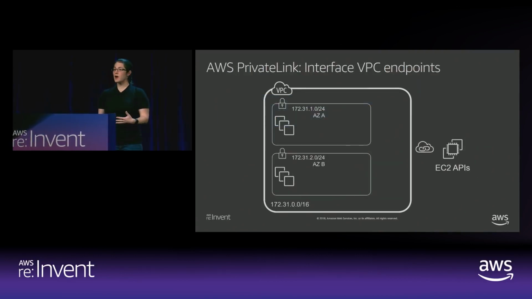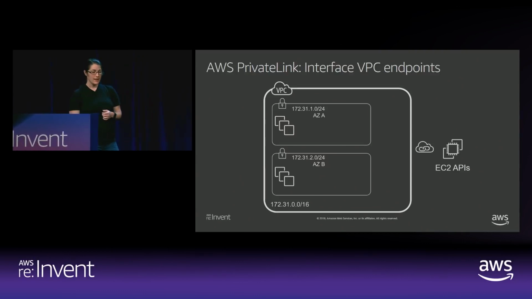So the other type of VPC endpoint is an interface VPC endpoint. Interface VPC endpoints are backed by a technology called AWS Private Link. Many other AWS services are supporting VPC endpoints using Private Link.